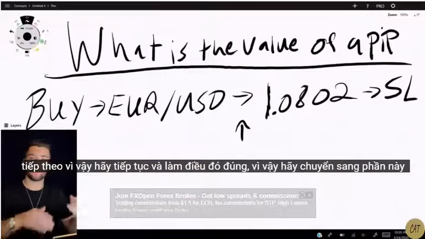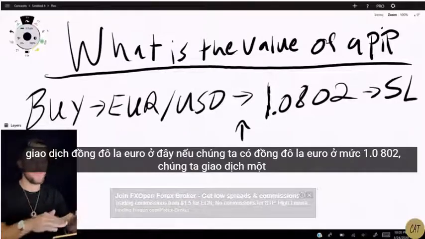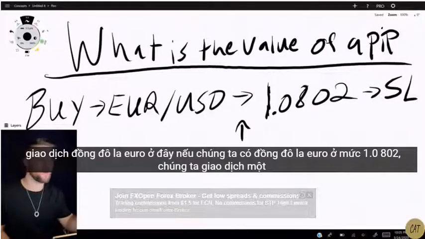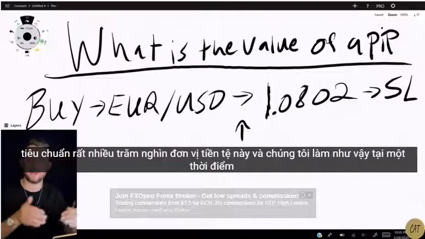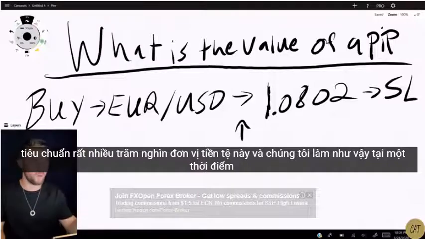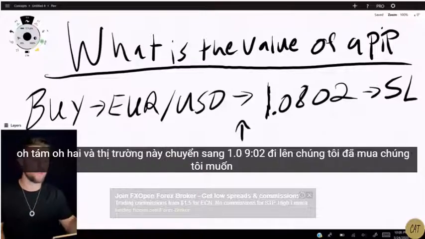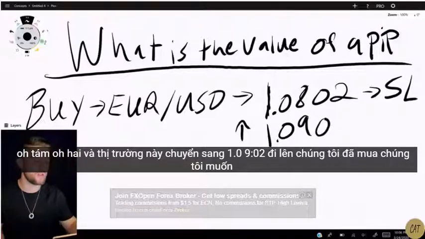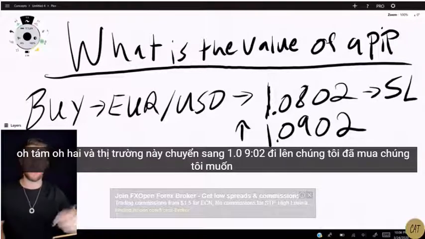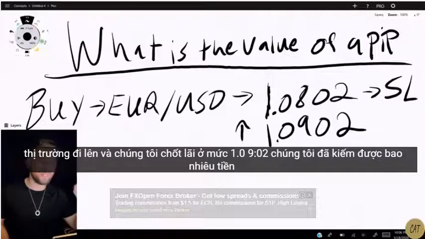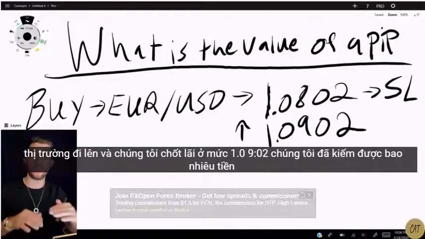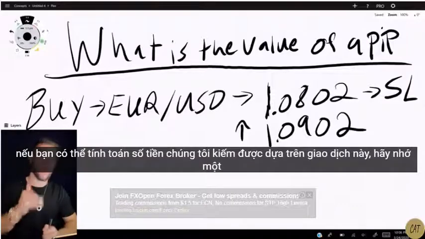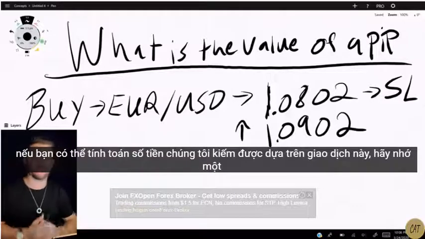All right, so let's move into this euro dollar trade here. If we have the euro dollar at 1.0802, we trade one standard lot, 100,000 units of this currency, at 1.0802, and this market moves to 1.0902. We wanted the market to go up, and we take profit at 1.0902. How much money did we make? See if you can calculate how much money we made based on this trade.